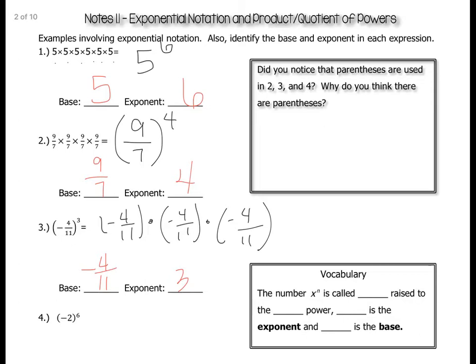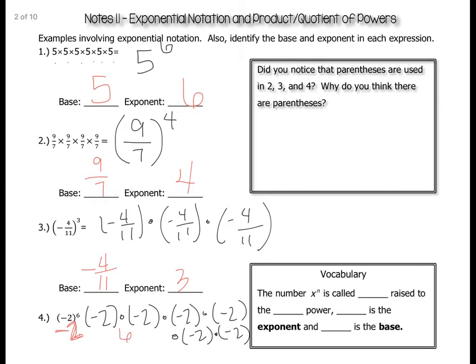So if I were to do number 4, I'm going to do it here instead of on the next slide. Negative 2 to the 6th power, that is going to be negative 2 times itself 6 times. So 1, 2, 3, 4, 5, 6 times, where your base is negative 2 and the exponent is 6.